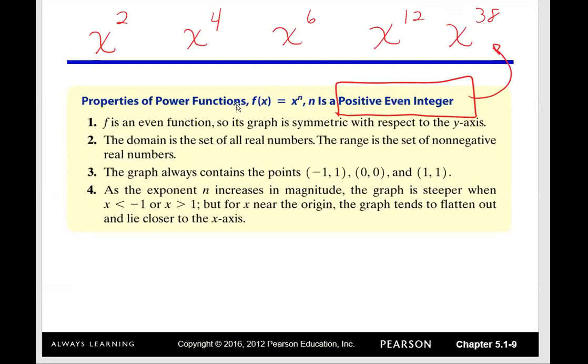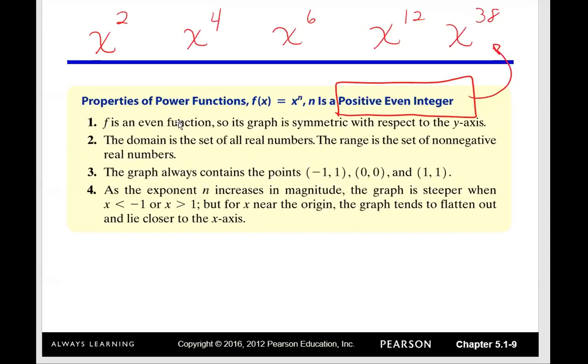If you have a power function, the function is an even function, which means its graph is symmetric with respect to the y-axis. That's when you fold it in half. If you fold it along the y-axis, the right side matches up with the left side perfectly. The domain, this thing will spread across the entire x-axis, so it'd be all real numbers. The range, however, is the set of non-negative real numbers.